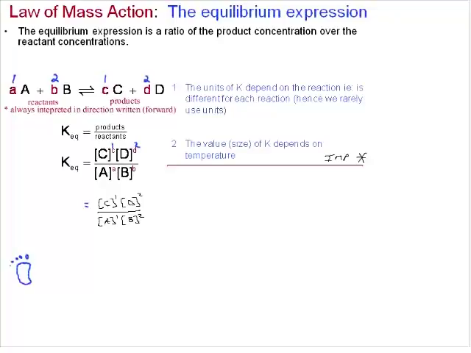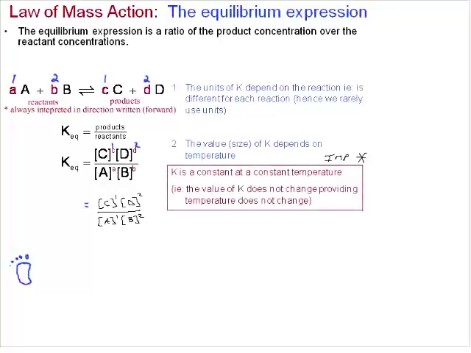Now temperature has to be held constant here in order for K to stay constant. The only time K is going to change its number is if the temperature changes. And again, we'll look at this in more detail now with a couple of examples. So K is a constant at a constant temperature. If you change the temperature, then K is going to change. If temperature remains constant, then the value of K is going to be the same regardless of what pressure or what concentrations you start throwing in or whatever other stress you might do. So the temperature has to be constant in order for K to be a constant value.